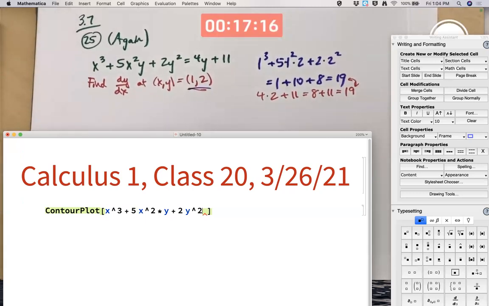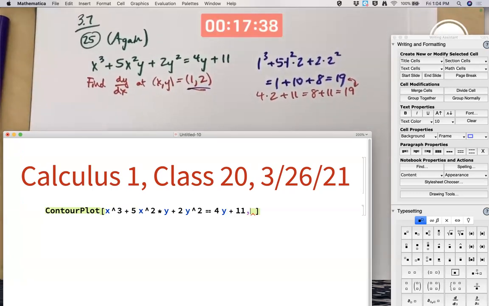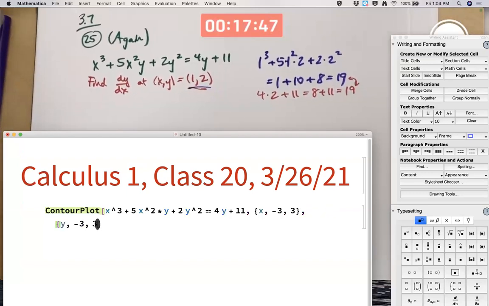When you solve equations in Mathematica, I think I mentioned this before, you need double equal signs. Now, ContourPlot isn't literally solving this equation in the usual sense, but internally it is doing some solving. So you actually need double equal signs. If you put single equal signs, it'll mess it up. Don't put the single equal signs. 4y plus 11. Put a comma. And let's do our window x going from -3 to 3 and y going from -3 to 3.